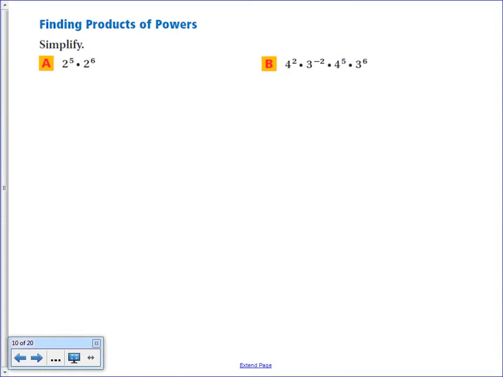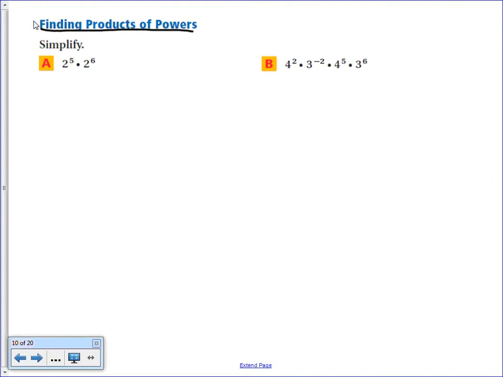No, I don't have a title screen for this one, but this one is called Multiplication Properties of Exponents. So we're going to be talking about a few different things about exponents, multiplication properties, or power to a power, things like that. So in this first set of problems, products of powers.